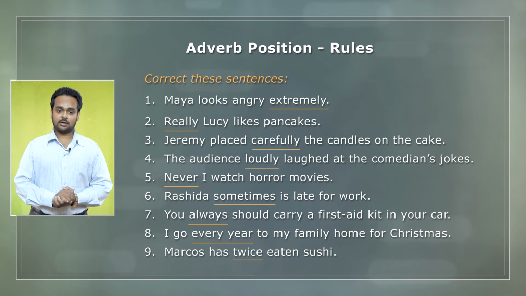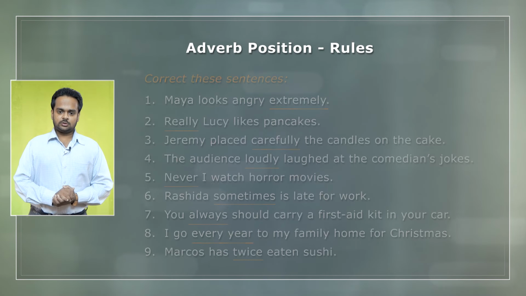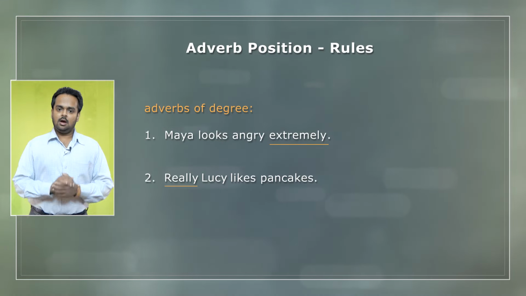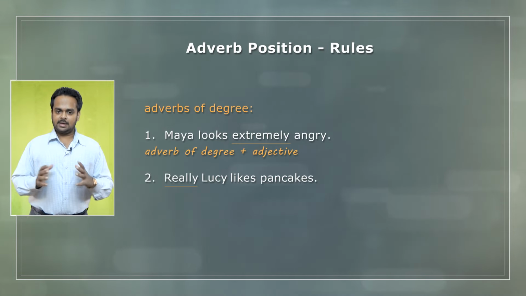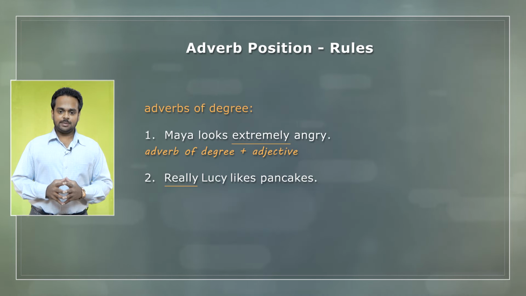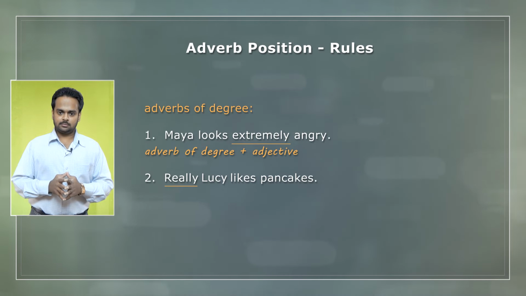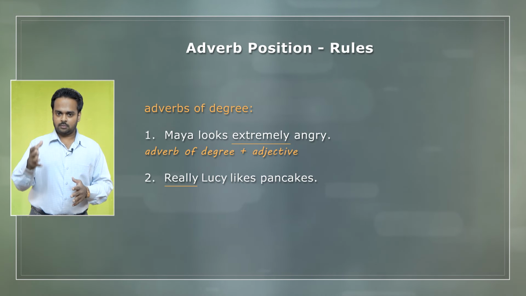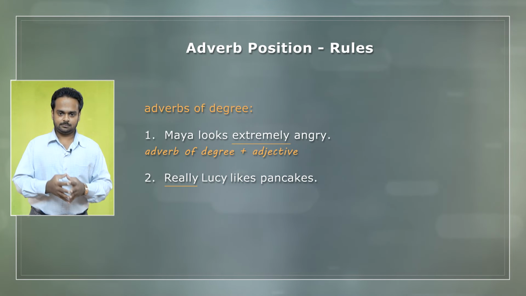All right, let's look at the answers. The first 2 sentences have adverbs of degree in them. In number 1, the sentence should be, Maya looks extremely angry. This is because when an adverb of degree, extremely in this case, modifies an adjective, like angry, the adverb should come first. So adverb first, then adjective.